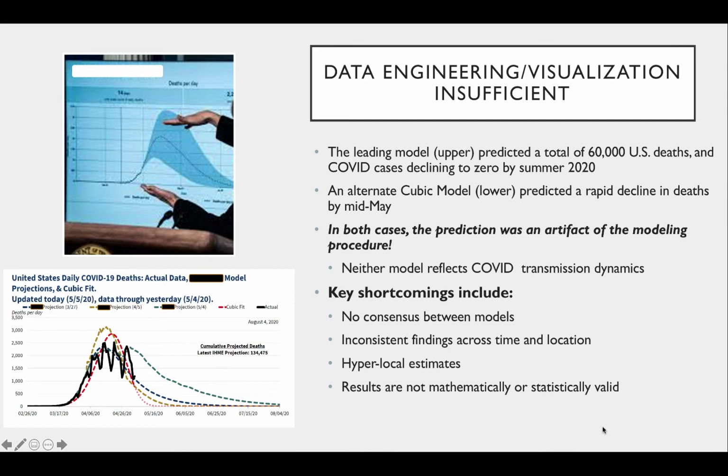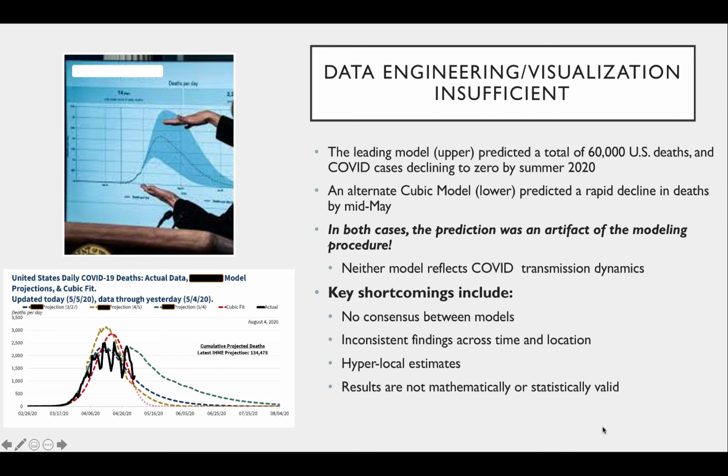There was an alternate model that was also briefed to the White House, a cubic model that also predicted a rapid decline in deaths. And when you look at these models, right, these are empirical models. They're basically looking at the trend and they're trying to predict what that disease propagation, what that disease spread will look like. But neither of the models in the early days reflected anything about the transmission dynamics of COVID. So the peak and decline is an artifact of the modeling procedure, not what's actually happening with the disease.